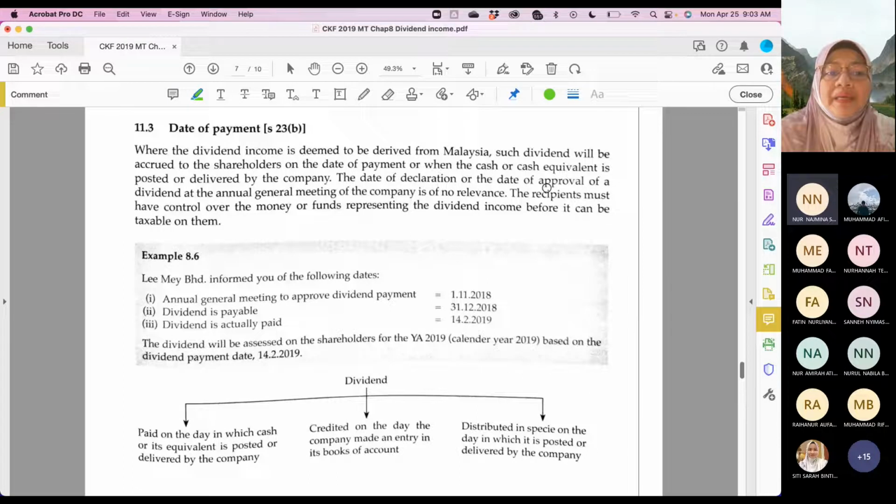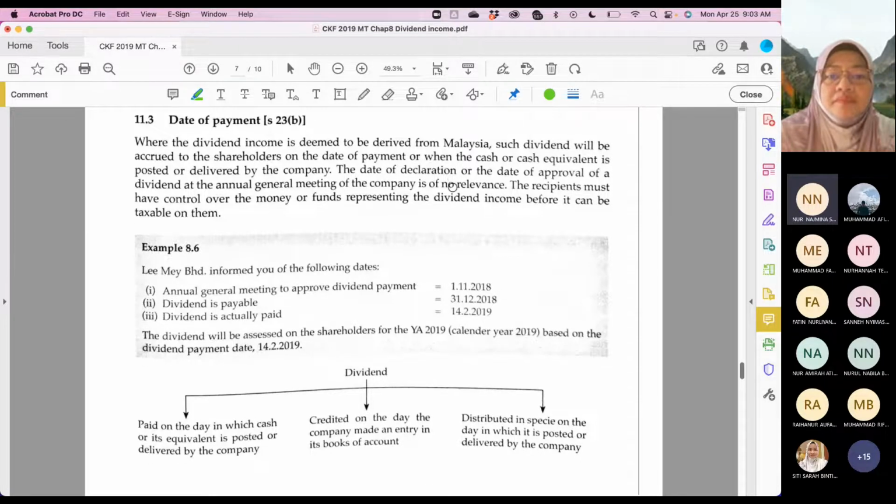All right, date of payment. Where the dividend income is deemed to be derived from Malaysia, such dividend will be accrued to the shareholders on the date of payment or when the cash or cash equivalent is posted or delivered by the company. So you're looking at the date of payment, right?